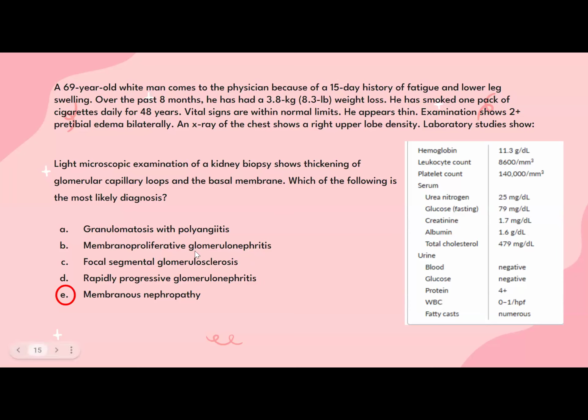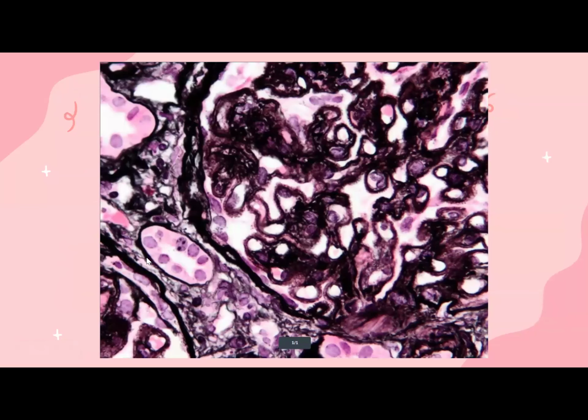FSGS, yes, this is nephrotic. But FSGS would not show thickening of the basement membrane diffusely, right? They're going to say that it's segmental. And the fact that it isn't segmental, they're not mentioning it. We're assuming that it's global, it's more diffuse, and that just goes with membranous more than anything else. Okay, and that's sort of what the electron microscopy would look like.